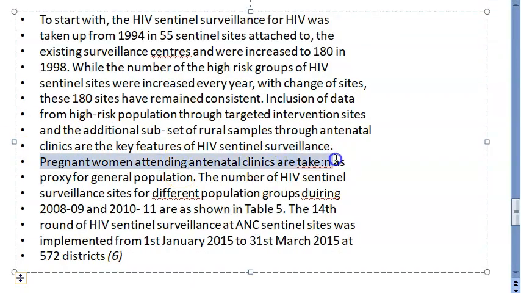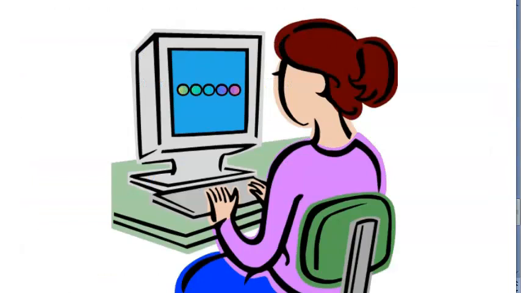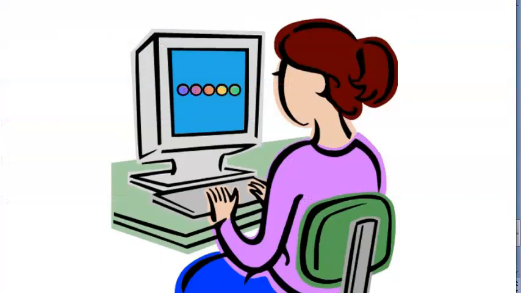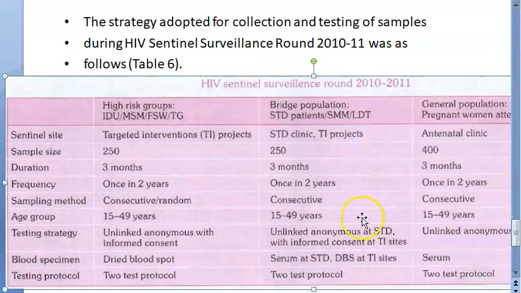Pregnant women attending antenatal clinics are taken as a proxy for general population. So they are kind of representing the general population. So find out if they have HIV. Then you will know how much you can estimate it and find out how much general population also has HIV. Guys, are you understanding? Sentinel surveillance is what we are looking at. Okay. So they started this in 1994 in 55 sentinel sites, looks like. If you want, you can learn all these numbers. Don't worry, people. The last slide here.